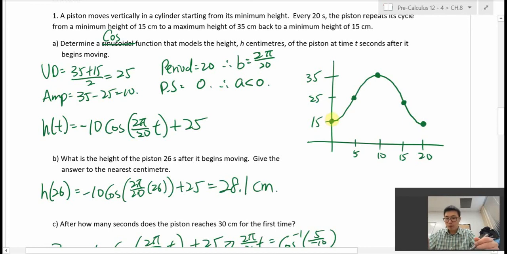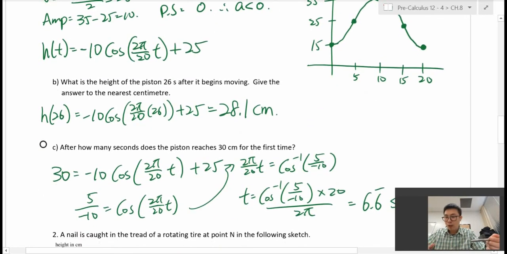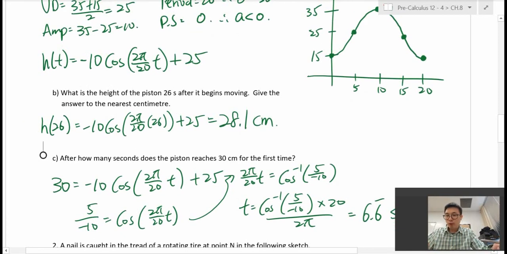Because we start from minimum, okay? So there's my function, h of t is negative 10. And notice it's not just positive 10, it's negative 10 because we start from minimum. Cosine of 2 pi over 20 times t, there's no phase shift, so b is 2 pi over 20, plus the vertical displacement of 25. Okay, part B, we simply plug in 26 into t, and you get 28.1.